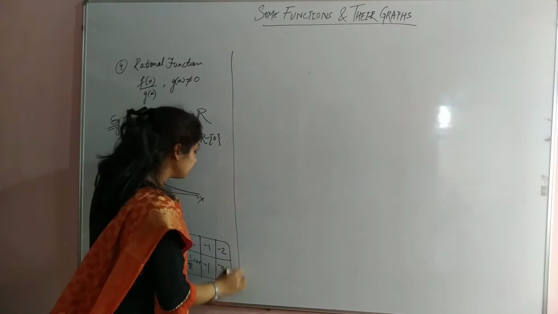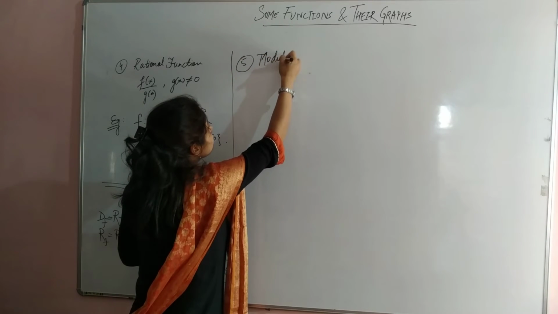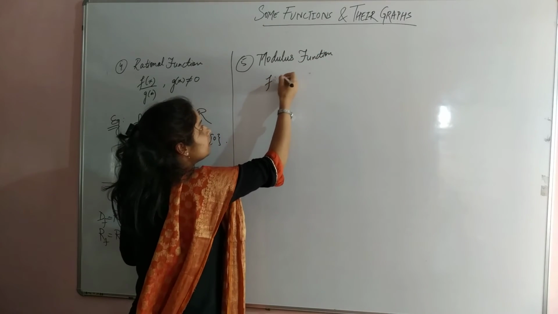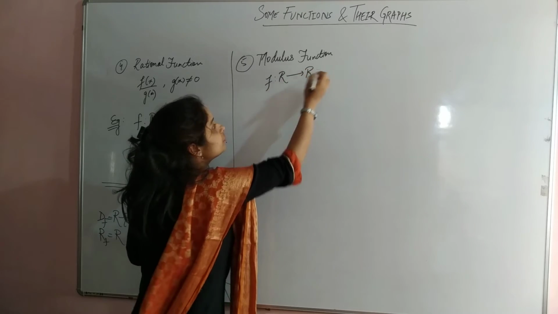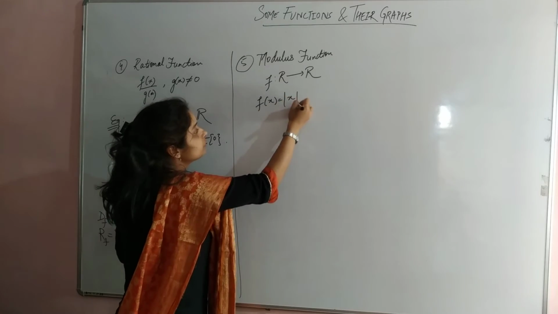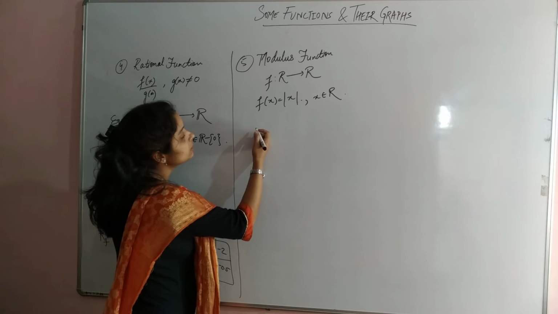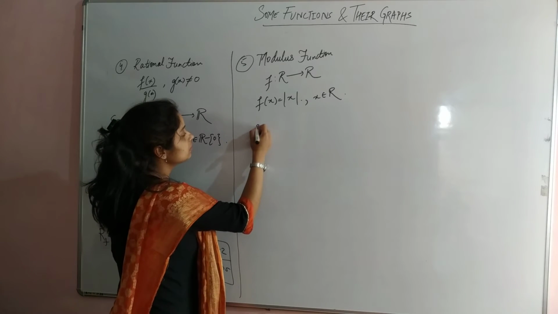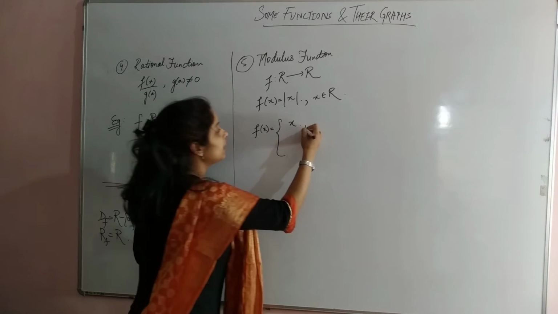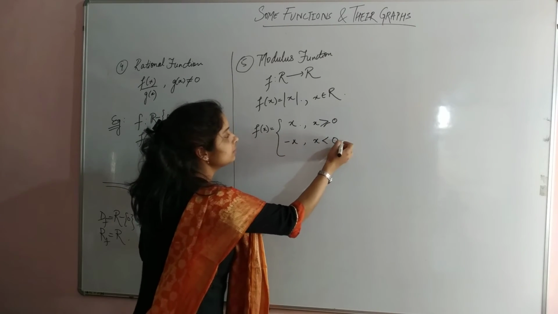Now the next type of function is the modulus function. The modulus function is again from the set of real numbers to the set of real numbers, and it is defined as f(x) = mod of x, where x belongs to the set of real numbers. There is one more definition of it: f(x) gives plus x when x is greater than or equal to 0, and it gives minus x when x is less than 0.